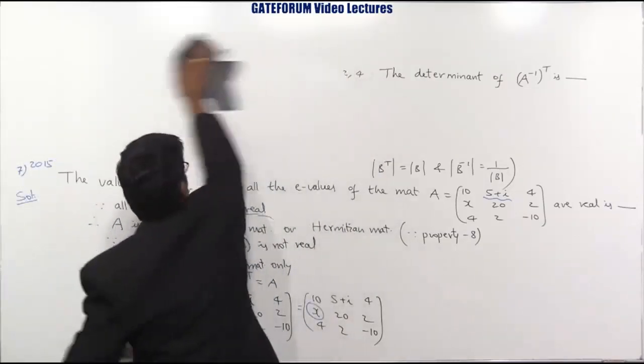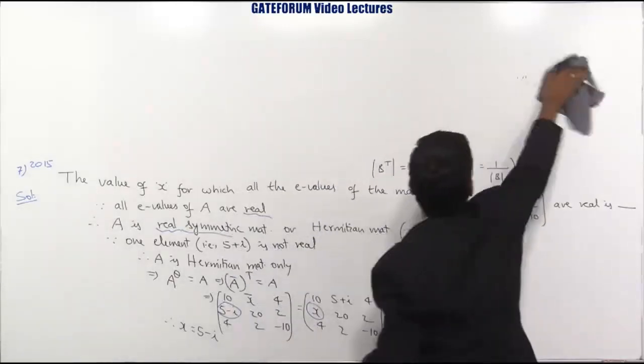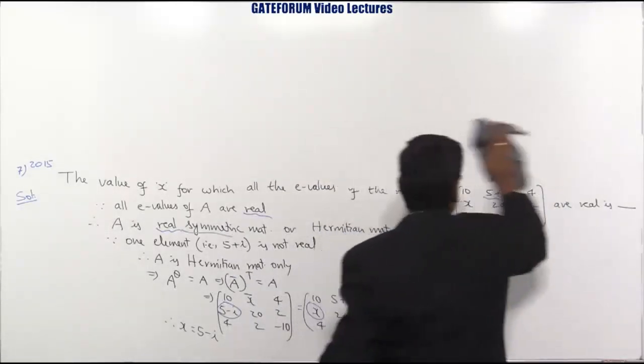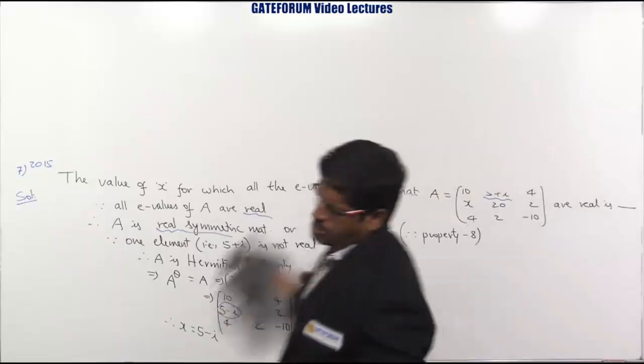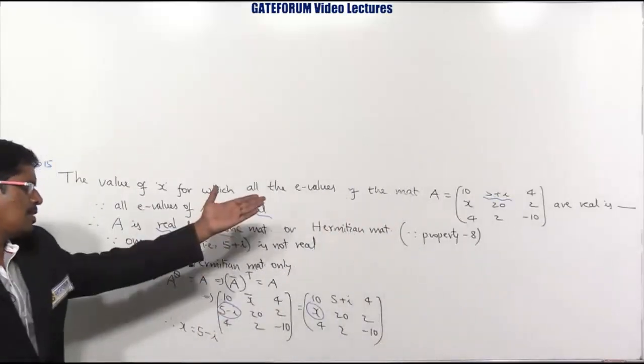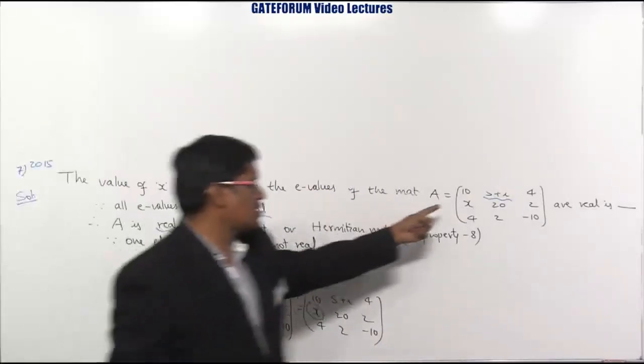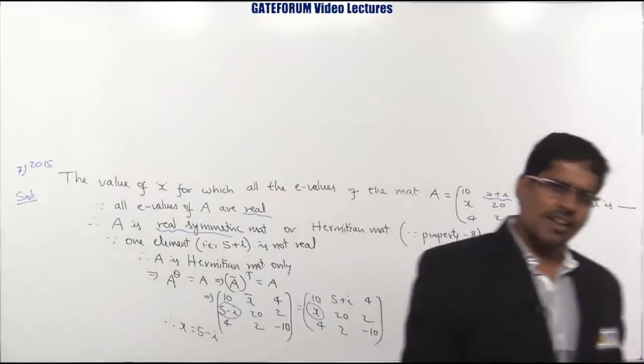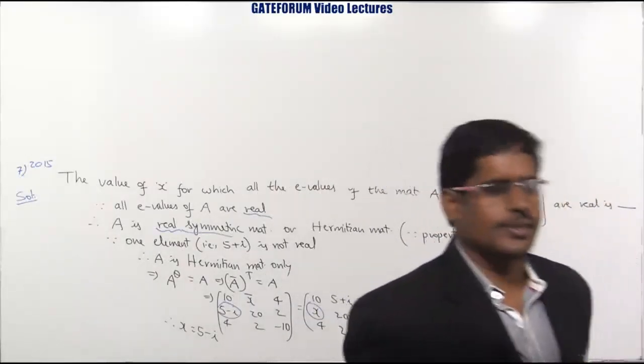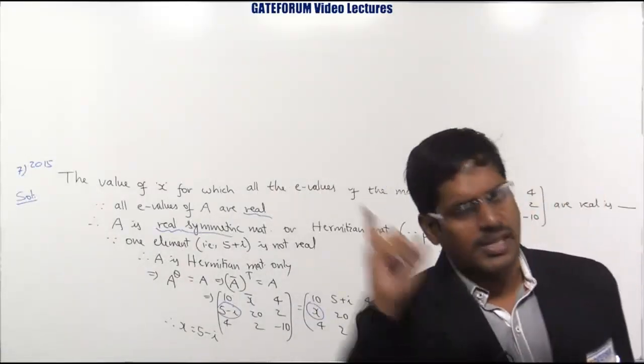In the problem itself it is given that all eigenvalues are real numbers. So there are only two possibilities, either a real symmetric matrix or a Hermitian matrix. But one of the elements is already a complex number in the matrix. So that's why this matrix is not a real symmetric matrix. Definitely it will become a Hermitian matrix. And refer to the Hermitian matrix definition, first day.